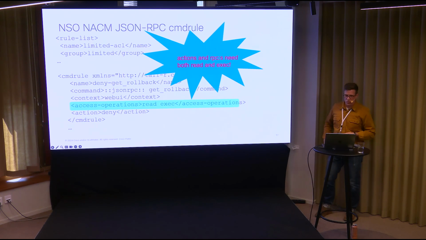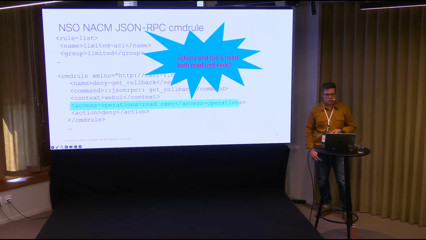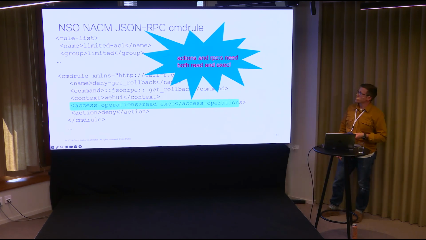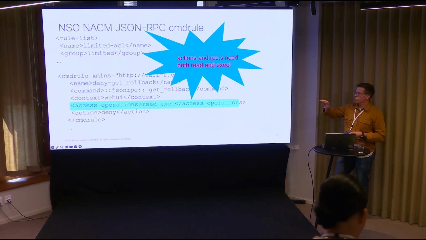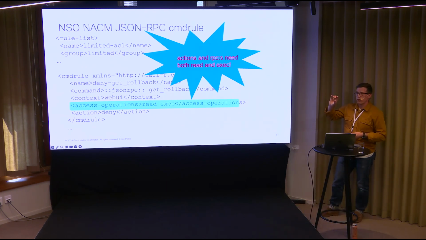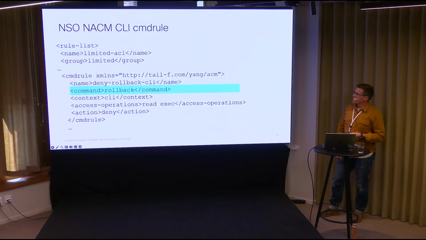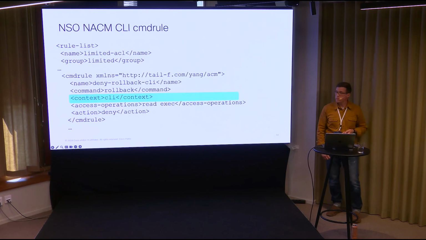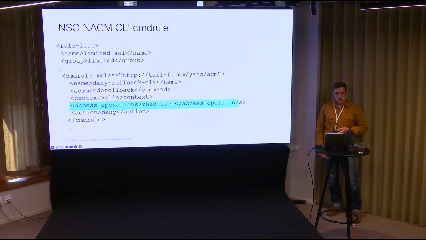And this is another one of those gotchas: to be allowed to use an RPC or an action, a tailf action or something, you need both read and exec. So you need to be able to read up until and including the action, and then you need to have exec on the action as well. That's good to remember. Command rule for the CLI. The command is rollback, context is CLI. Read and exec, because it's an action, and we deny it.